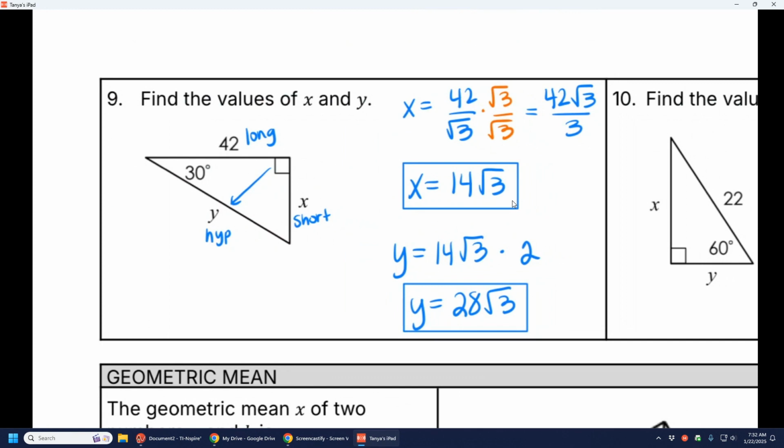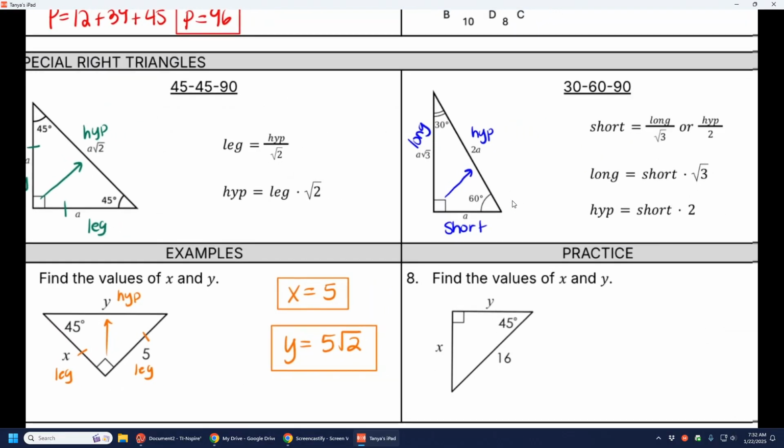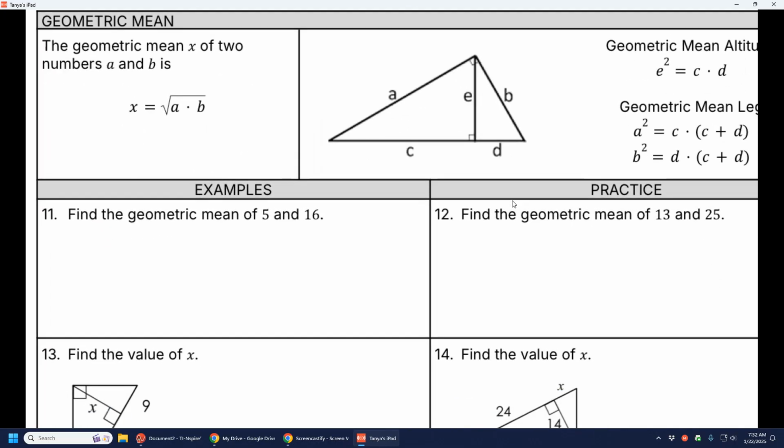So those are special right triangles. I know for these there are a lot of rules to remember, but again, you don't have to remember them. I'm letting you use all of your notes plus this review. So even if you don't have any of your notes and you only have this review, everything you need is on here. Okay, last topic was geometric mean.